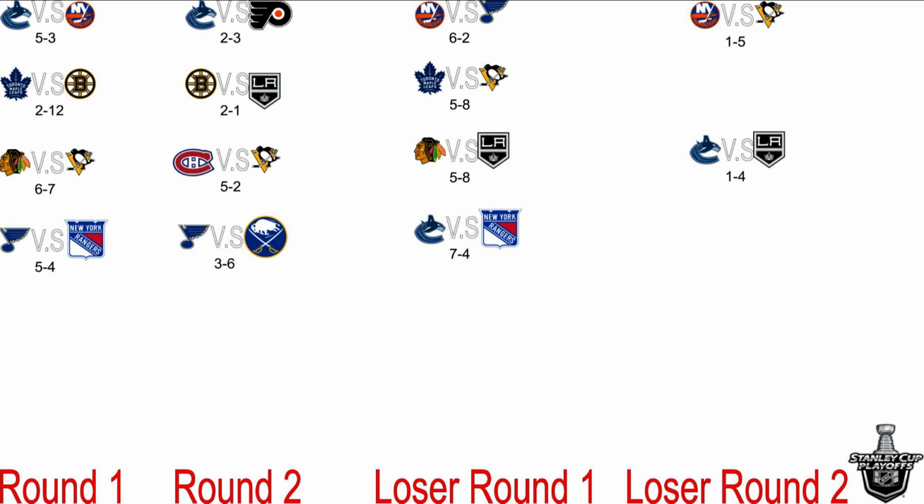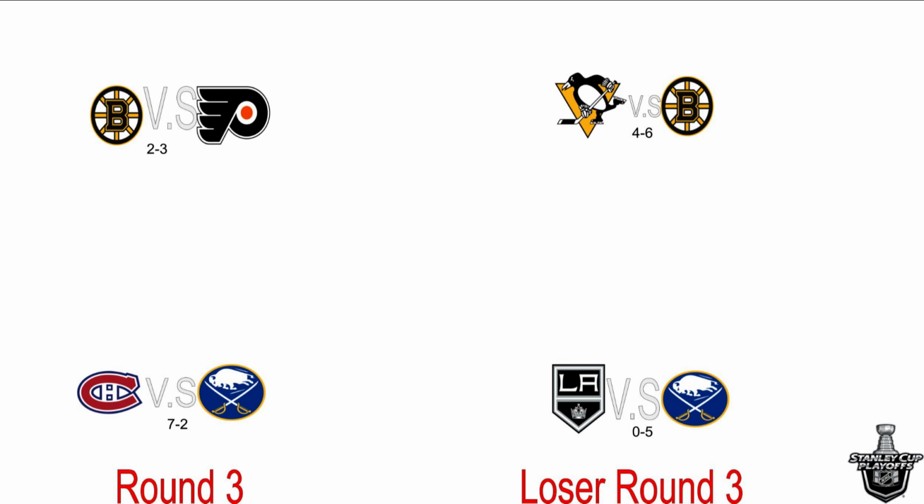Then for round 2, Pittsburgh won against the New York Islanders 5-1. Then the LA Kings won against the Vancouver Canucks 4-1. Okay. Moving on. And alright, so in round 3, my Boston Bruins lost against the one and only Philadelphia Flyers in a close game, 3-2. Then next up, the Montreal Canadiens won against the Buffalo Sabres 7-2.